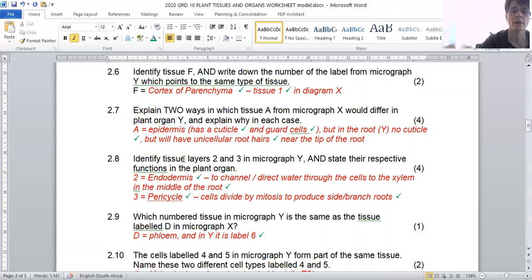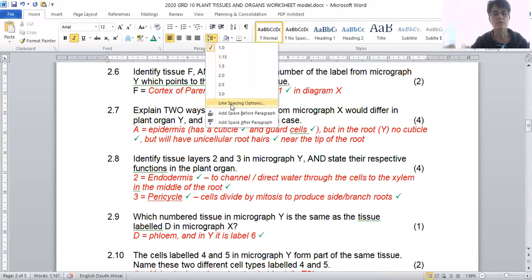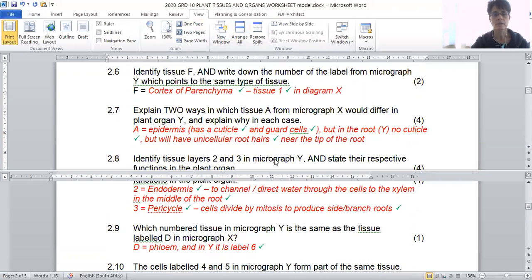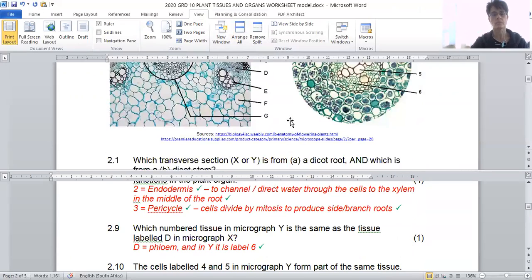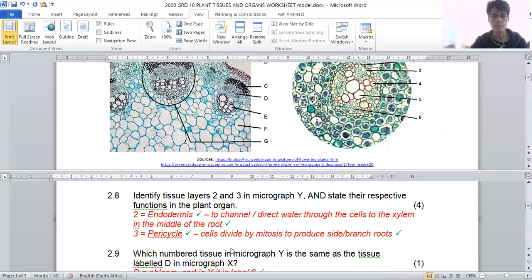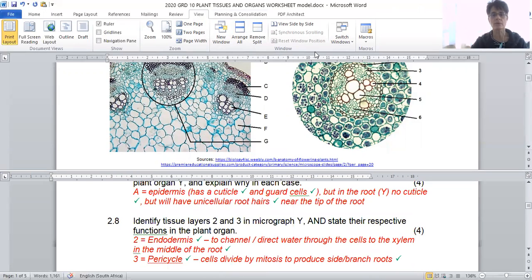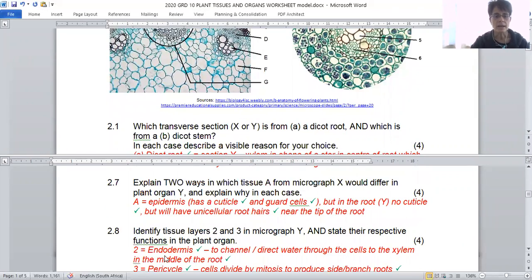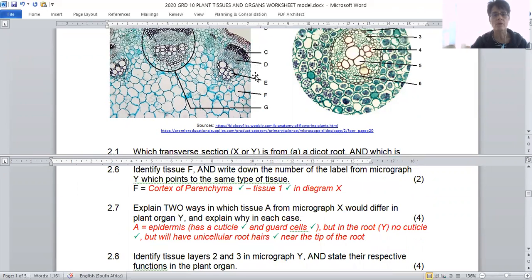Identify tissues 2 and 3. In fact, what I'm going to do here now is, so I'm not going up and down all the time, let's do a split. Okay. All right, there we go. So identify tissues 2 and 3. I want this to go away, and it's not going away. There we go. Okay, so identify tissues 2 and 3 in micrograph Y.